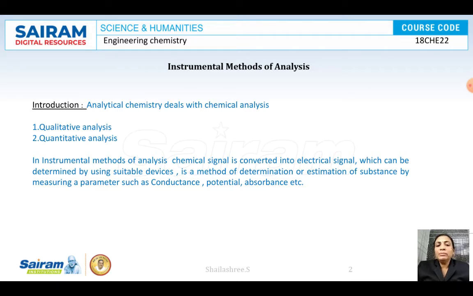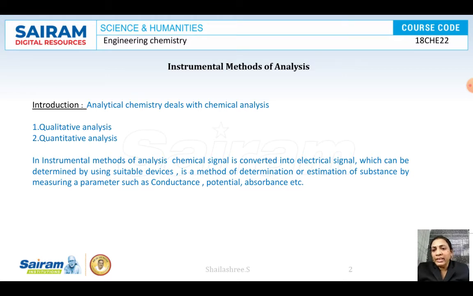What are instrumental methods of analysis? Generally, analytical chemistry deals with chemical analysis. What is this chemical analysis? How can we carry it out? Chemical analysis can be carried out by two methods majorly. Which are they? One is the qualitative analysis and the other one is the quantitative analysis.